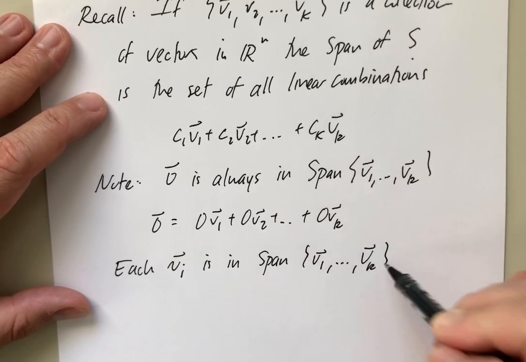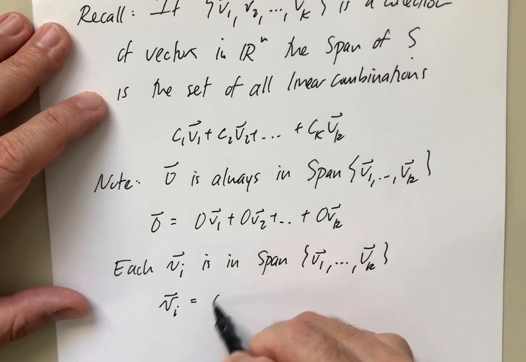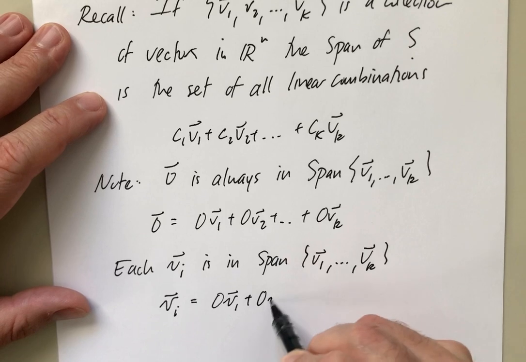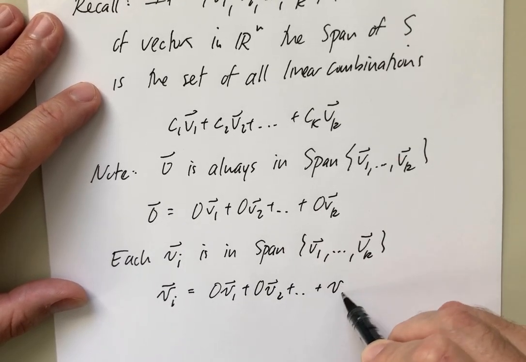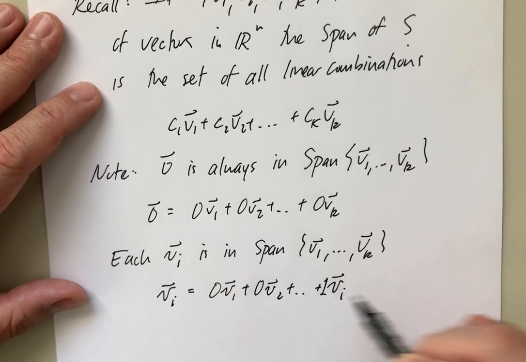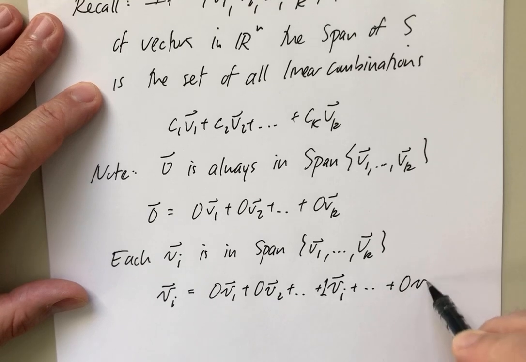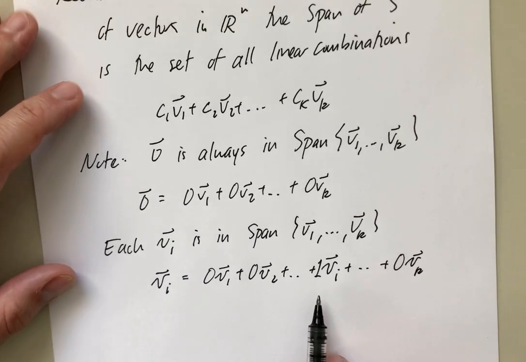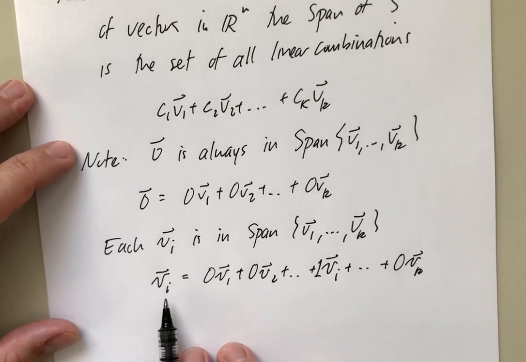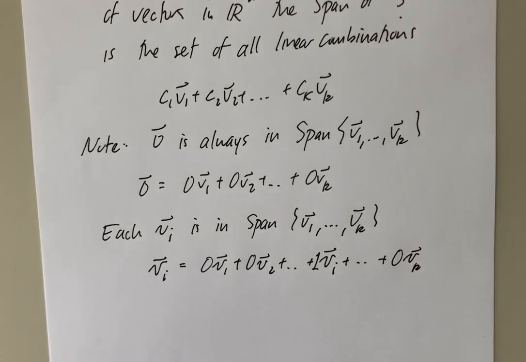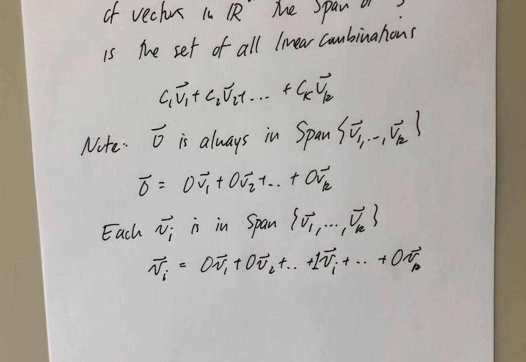And why is that? Well, because I can always write vi as 0v1 plus 0v2, and I'll write everything as a zero weight until I get to this vi, and I'll just take 1 times it, plus all the zeros of everything else. So everything gets a weight of 0 except this vi. It gets a weight of 1, and therefore of course that equals vi, therefore vi is in the span. Okay, so that's the idea behind a span.